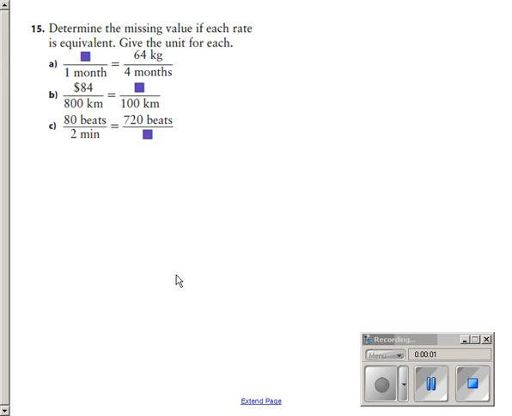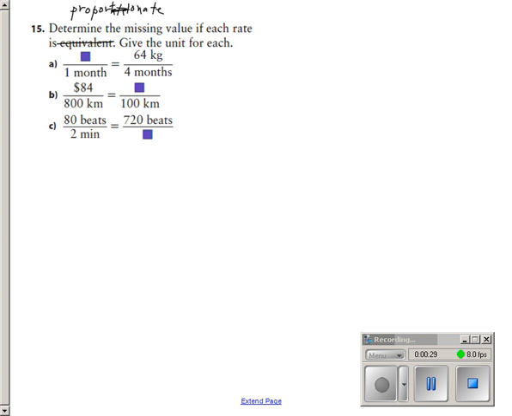Okay, question 15 is a great one. It says determine the missing value in each rate if each rate is equivalent. So it says it's equivalent, so we have to assume. Actually, this word shouldn't be used, because we're now trying to use proper math vocabulary, so we're going to use the word proportionate. If each rate is proportionate. I should just use equivalent or equal. Give the unit for each.